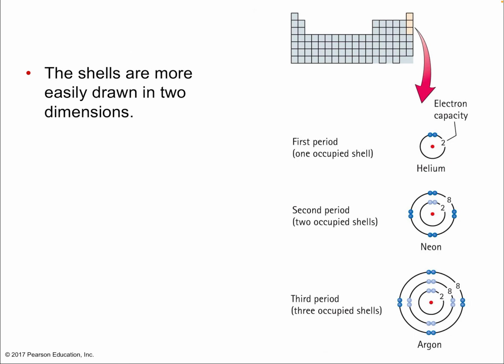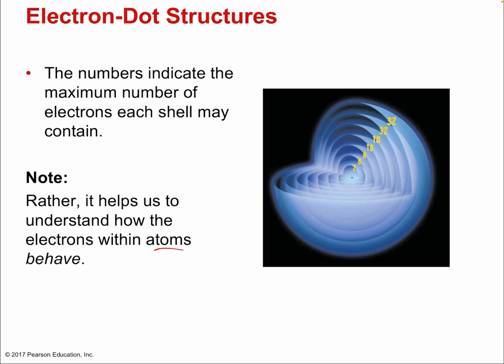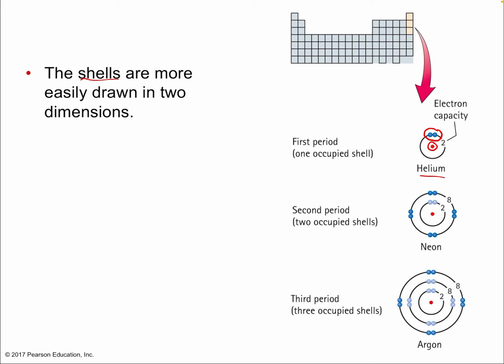Okay, so the shells, this conceptual model, are more easily drawn in 2 dimensions. We're never going to draw them in 3 dimensions again, okay? So let's consider helium. Not the smallest atom that's out there, the second smallest. It's got an atomic nucleus with 2 protons as well as 2 neutrons, and it's got 2 electrons. Okay, it's got 2 electrons in a shell that fits how many? Yep, 2. That means that its outermost shell is full.